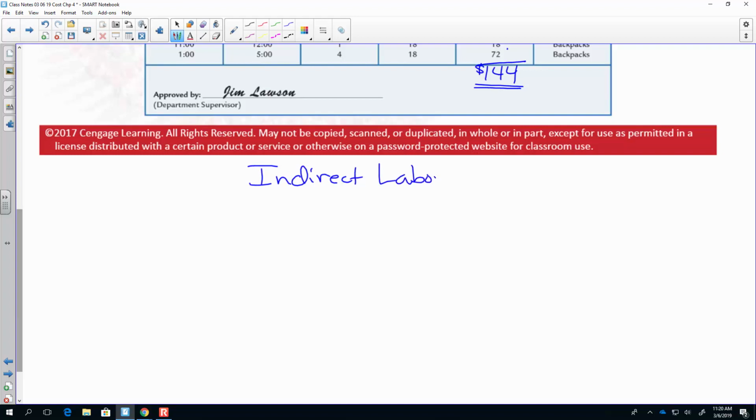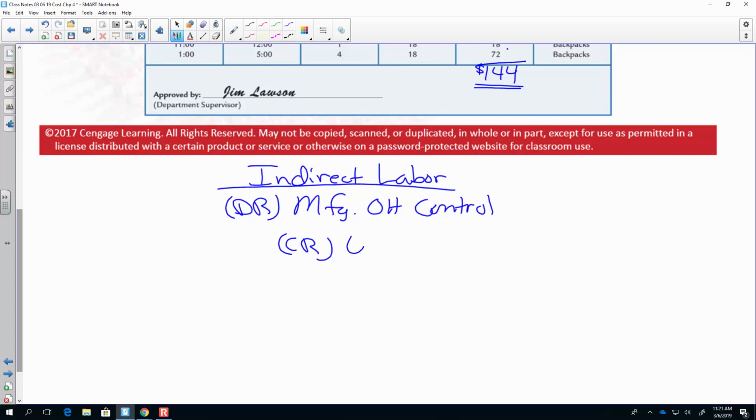So at that point, if we have indirect labor wages, again, maintenance, the journal entry, like Michelle said, I'm going to debit manufacturing overhead control. And the same credit will be to wages payable. That's it. That's again for indirect labor.